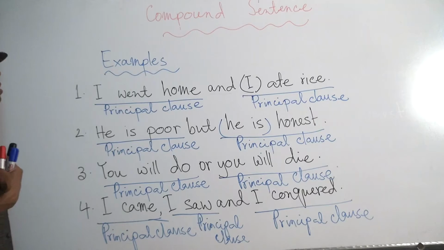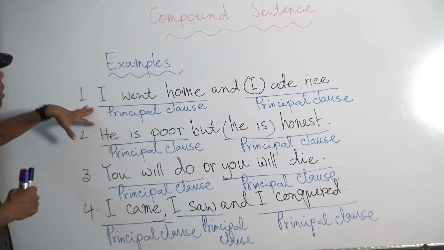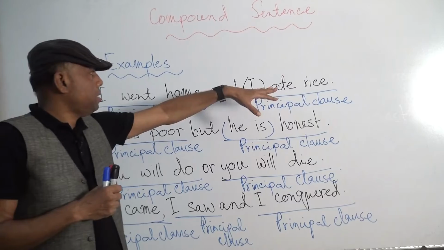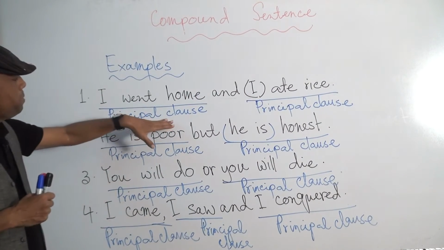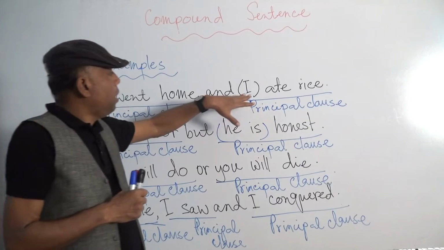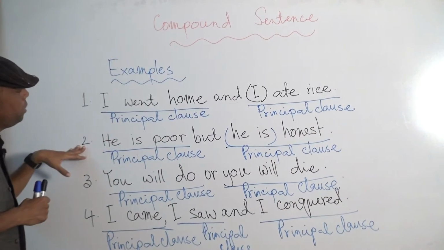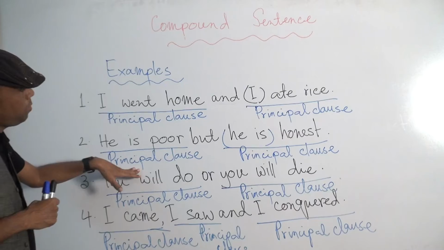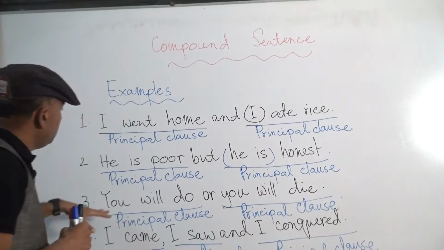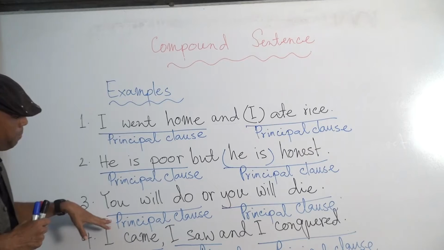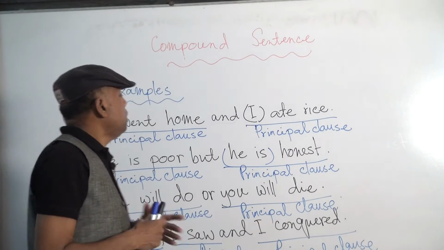So, dear students, please look at the example. Example number 1, I went home and I ate rice. We can find two principal clauses. I went home is a principal clause. I ate rice is a principal clause. Example number 2, he is poor is a principal clause. He is honest is a principal clause. You will do is a principal clause. You will die is a principal clause.